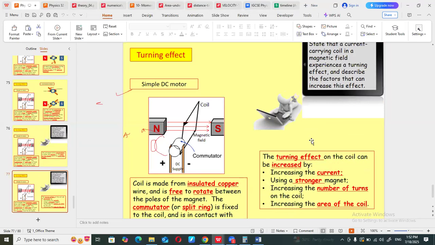Now, how to increase the turning effect of a coil? It can be increased by increasing the current, using a stronger magnet, or you can increase the number of turns on the coil, or you can increase the area of the coil. All right. So this is the small description related to DC motors.